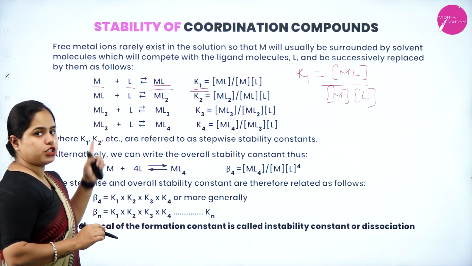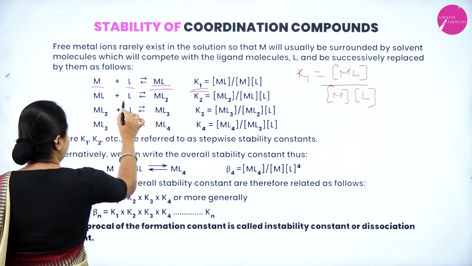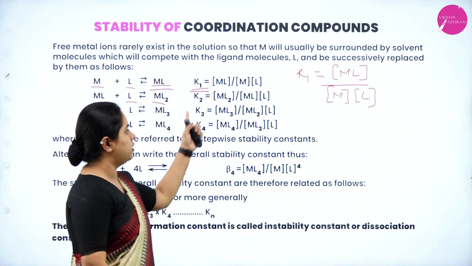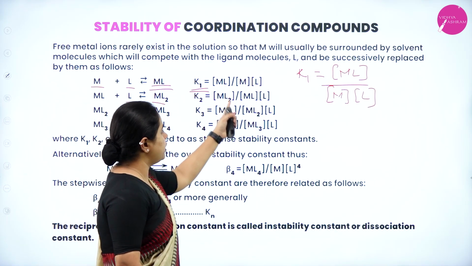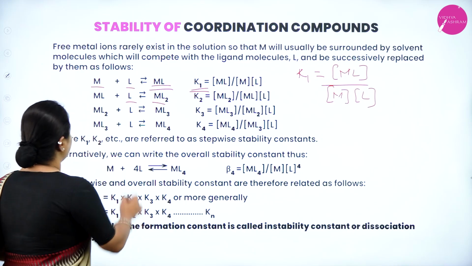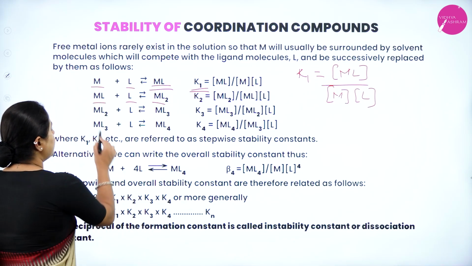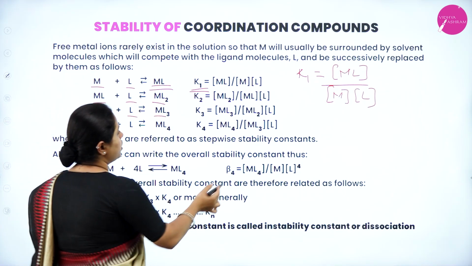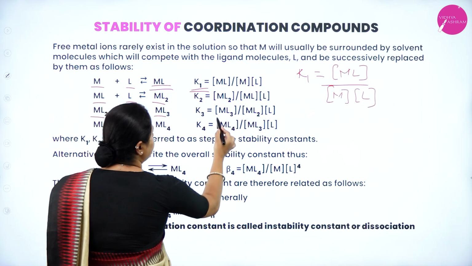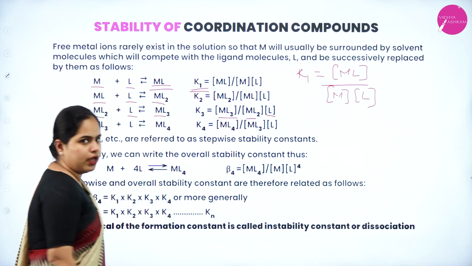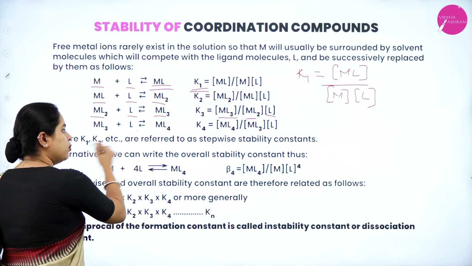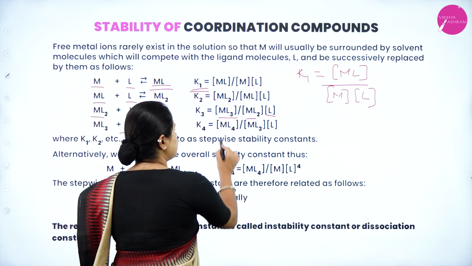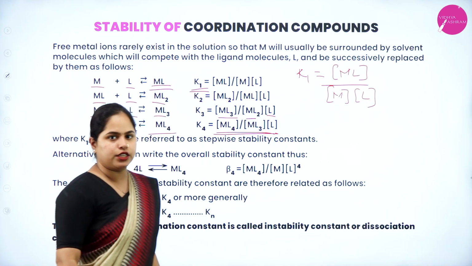Now to this coordination compound ML, we are going to add one more ligand. To ML, another ligand, so it becomes ML2. The stability constant is ML2 divided by ML into L. Now the reactant is ML here. In the third one, to this ML2, another ligand is added, and you get ML3. The stability constant will be ML3 divided by ML2 into L. Now to ML3, again one more ligand is added and ML4 is obtained. This is the final stability constant that you can see here.